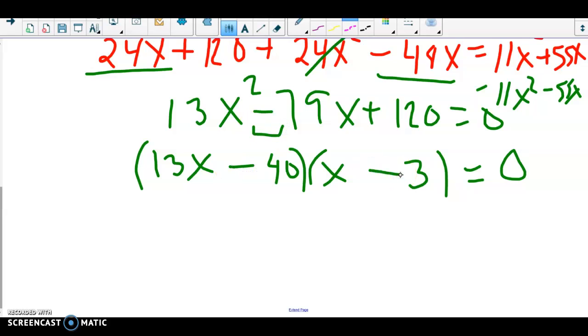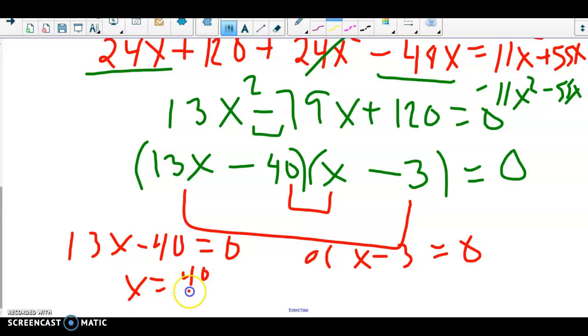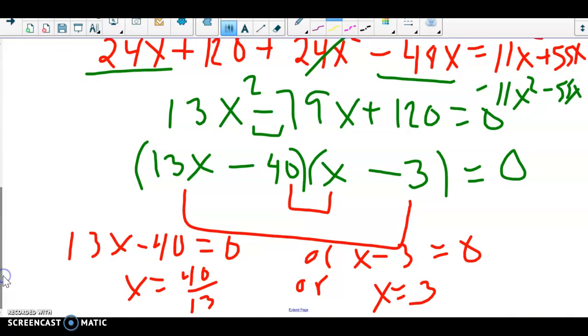All right, so now I can notice that my outer is negative 39x, minus 40x gives me my negative 79x in the middle. So I have 13x minus 40 equals 0, or x minus 3 equals 0. So this would be x equals 40 over 13, and this would be, oh goodness, x equals 3. I guess that's it. Yeah, neither of those gives me 0 in the denominator, just double checking. Okay, so there's number 2.